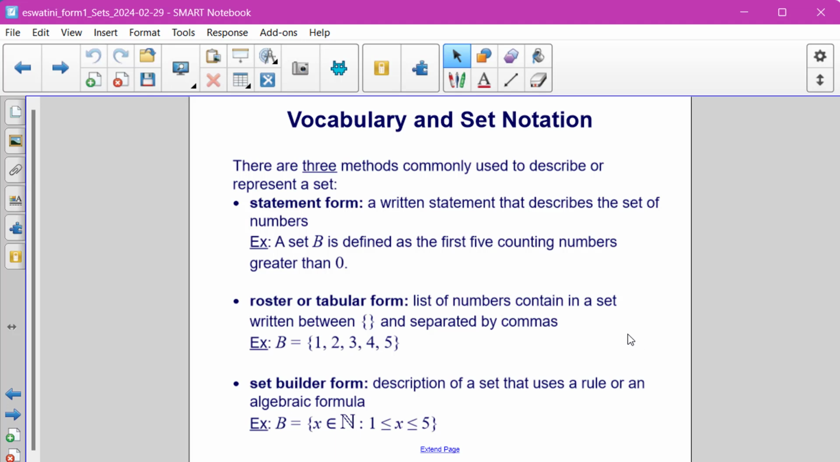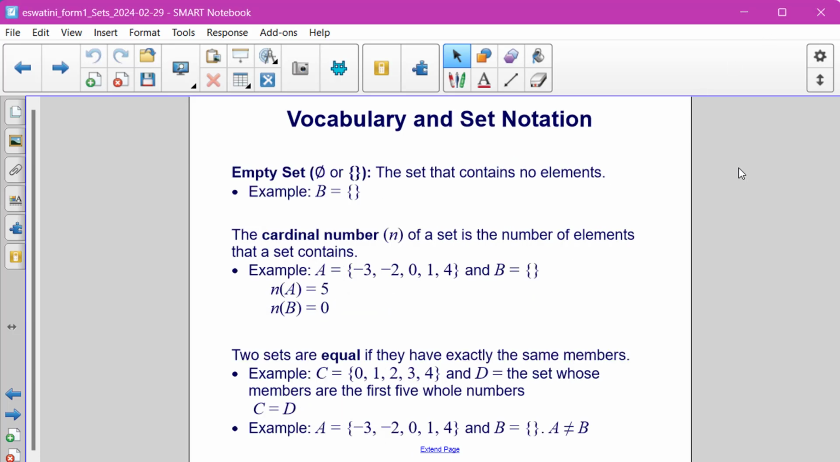We can also write it as set builder form, which is a description of a set that uses a rule or an algebraic formula to describe the set. So this same set of 1, 2, 3, 4, 5 can be written as B is an x value contained in the natural numbers such that x is between 1 and 5 and includes both endpoints. We also have what's known as an empty set, and that is a set that contains no elements. It can be denoted by curly braces with nothing in between, or the Greek letter phi.